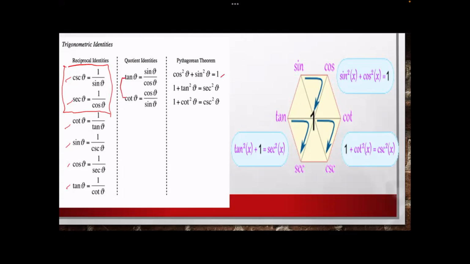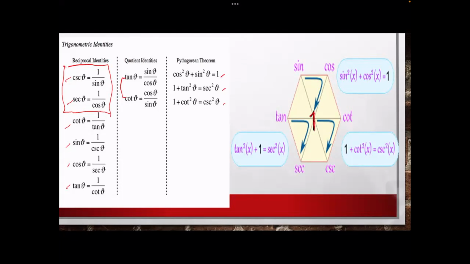Then 1 plus tan squared theta is equal to secant squared theta. And 1 plus cotangent squared theta is equal to cosecant squared theta. Now, para madaling matandaan, meron tayo on the right, ito yung ating tinatawag na Piatos form. Meron ka dito 1 sa gitna. Ito yung 1.